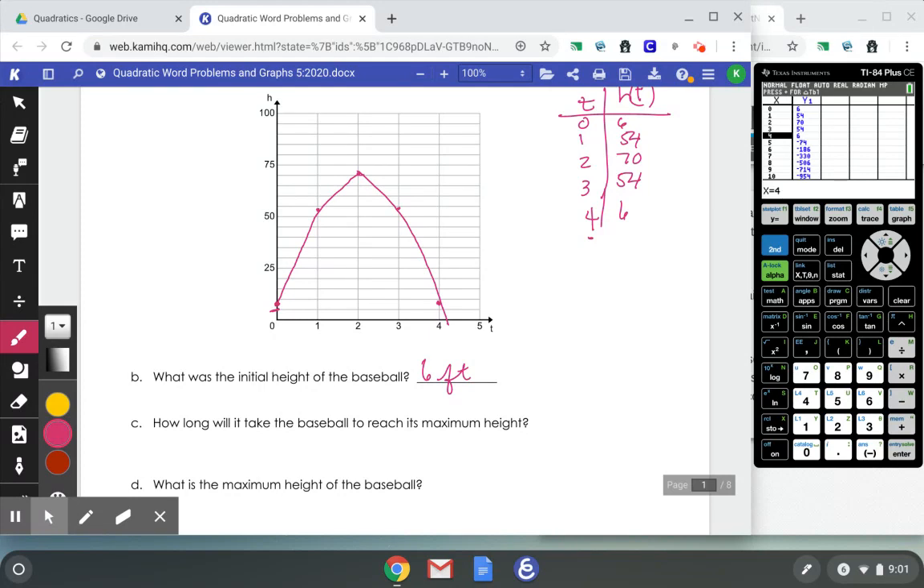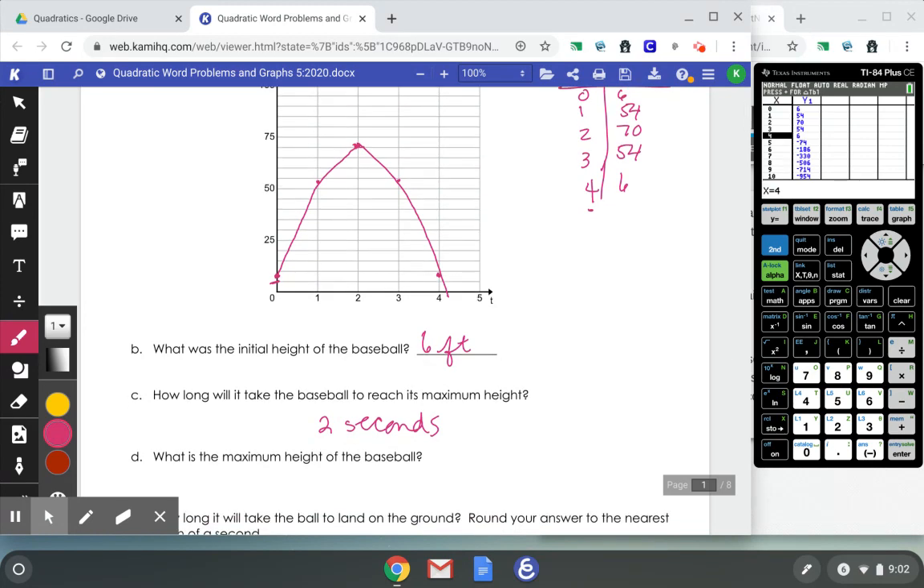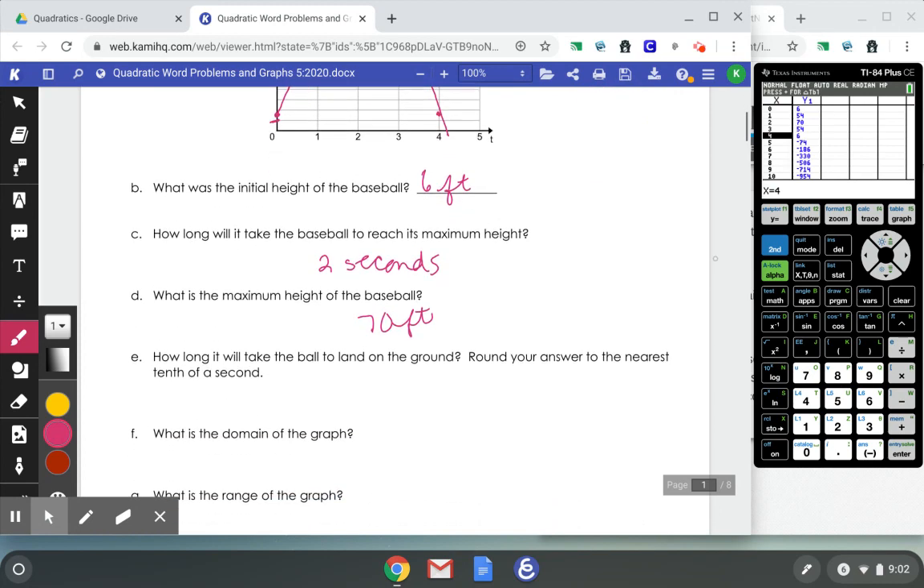How long will it take the baseball to reach the maximum height? So right here, at 2 seconds is when the ball reaches the maximum height and then it starts to fall back down. So it takes from 0 to 2 seconds. So 2 seconds for the ball to reach the maximum height. What is the maximum height? So at 2 seconds, the ball reaches 70 feet in the air and then it comes back down. So 70 would be your maximum height.